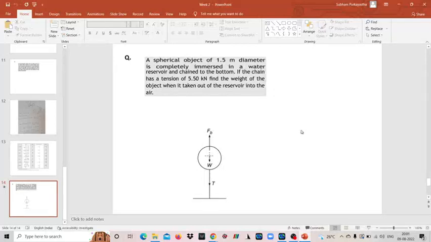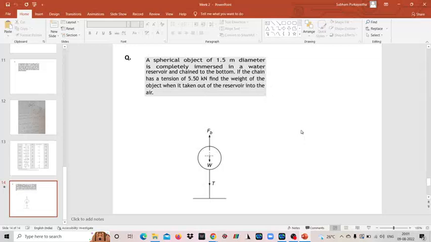Okay, I think I got the point. I think the density of the body might be lighter than the density of the fluid in which it is immersed. You are telling that. Okay, now I got your question. Means what if it starts moving downward?